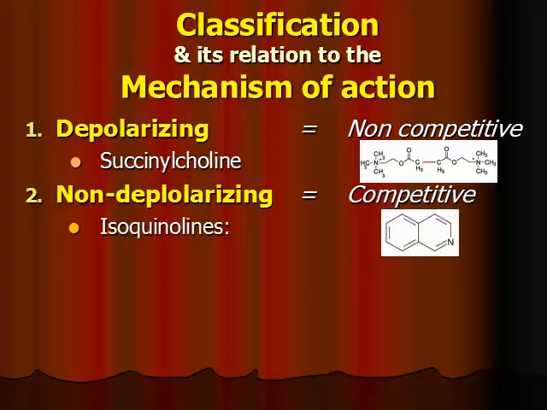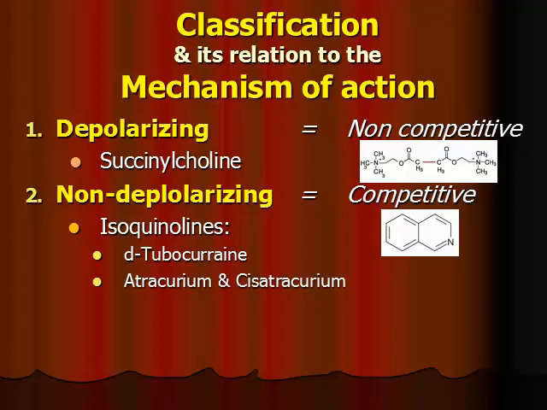1. The isoquinolines, that is, their structure contains at least one isoquinoline group, which consists of a benzene ring fused with a pyridine ring. The most famous example is the alkaloid D-tubocurarine, which is known by the famous name, curare. It also contains the famous blocker, atracurium, and its chemical isomer, cis-atracurium. Recently, mivacurium is added to this subgroup.